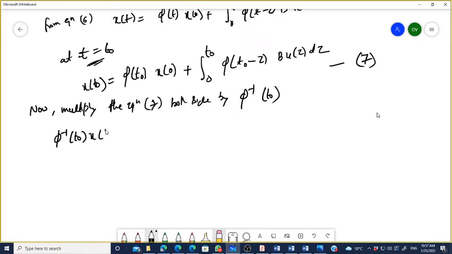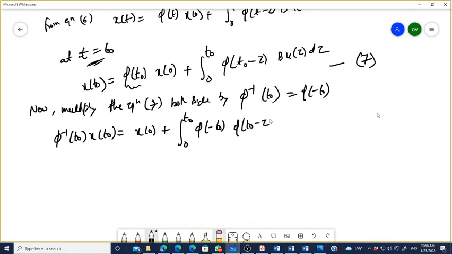t naught x of t naught is equal to phi inverse t naught into phi t naught, which becomes the identity matrix, that is I, and it becomes x0 plus integral 0 to t naught phi of minus t naught, because you know the property, minus phi of t naught, right? And this is phi of t naught minus tau B u tau d tau, right? ठीक है, ये प्रॉपर्टी आप जानते हैं, since phi inverse t naught is nothing but you can write the minus of phi t naught. So based on this property we have used it, right?